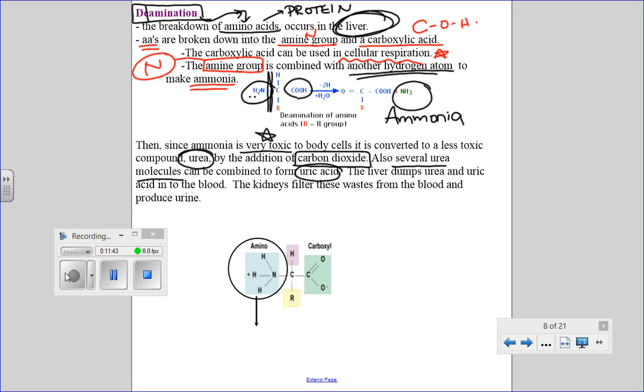The liver then takes these 2 compounds, urea and uric acid, and puts them into your blood. Your blood takes these compounds to your kidney, and your kidneys filter the waste. So at the bottom here, I have a little picture so I can make you a little summary of the compounds so that you can maybe see it in a more visual way instead of a text-based way.